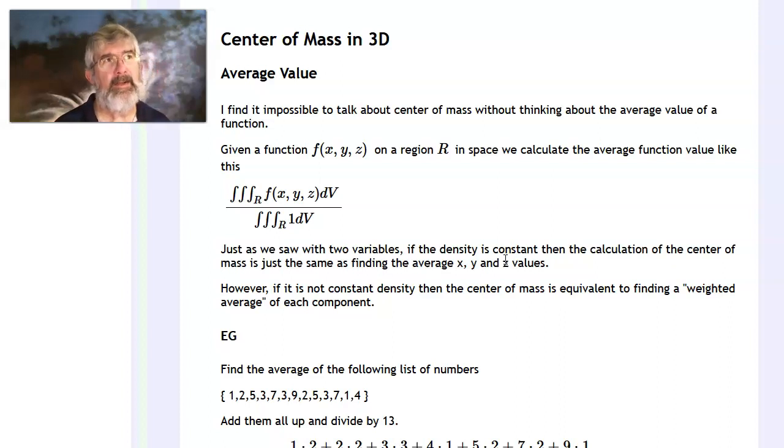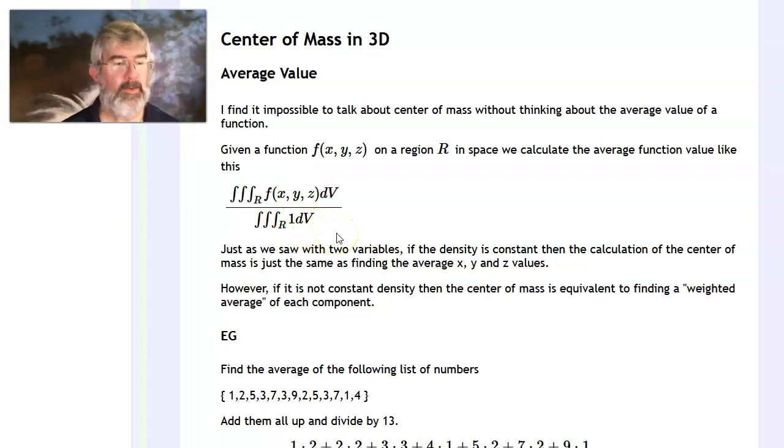Now we did that under the assumption that there was uniform density. In this one I definitely want to consider non-uniform density. But here we go. I need to talk about average value first, because the average value of a function is defined as the integral of the function divided by the integral of 1.